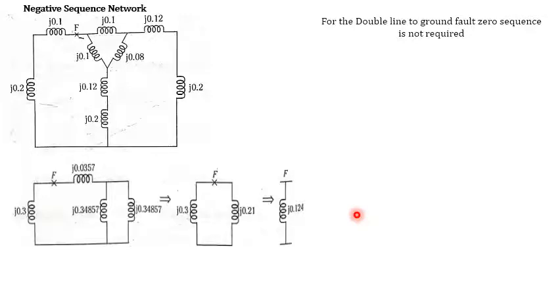Here, in the case of a double line to ground fault, the zero sequence network is not required. If you write the zero sequence network, it's a waste of time. So we should know what kind of fault it is, and basically the fault mainly depends on the parameters, so we have to look at that.